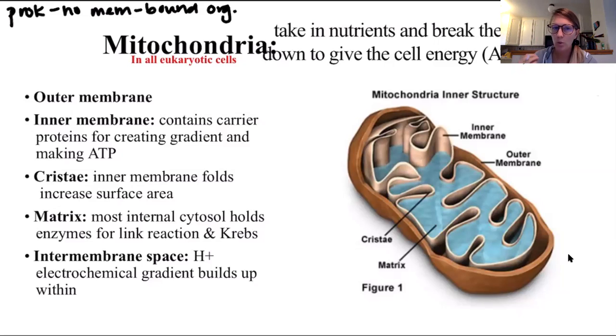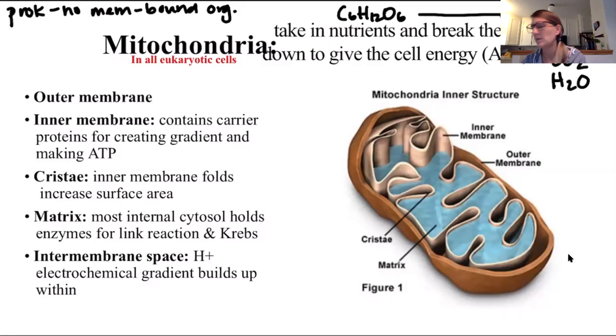The whole goal of mitochondria is to take in nutrients, and we're primarily looking at glucose, C6H12O6. We're going to see how that gets broken down to form ATP. As you break down glucose, CO2 leaves as waste, and we also see some water production. Now, the structure of the mitochondria. There is an outer membrane, shown here in this burnt orange color.